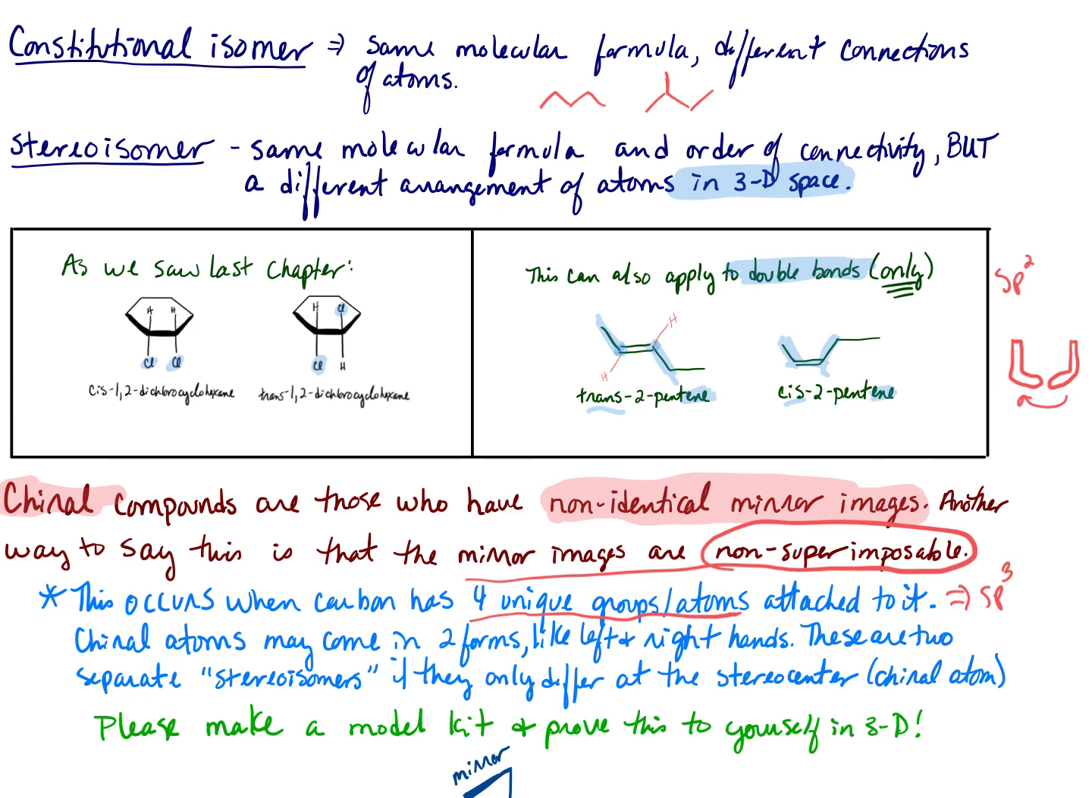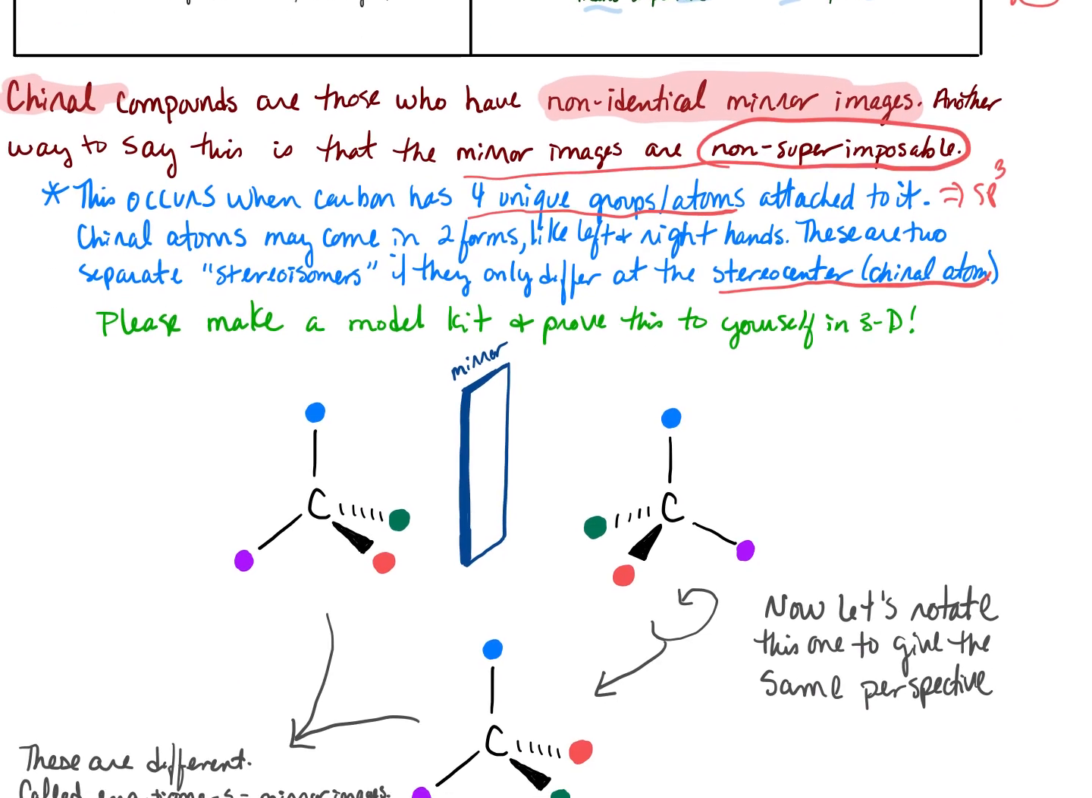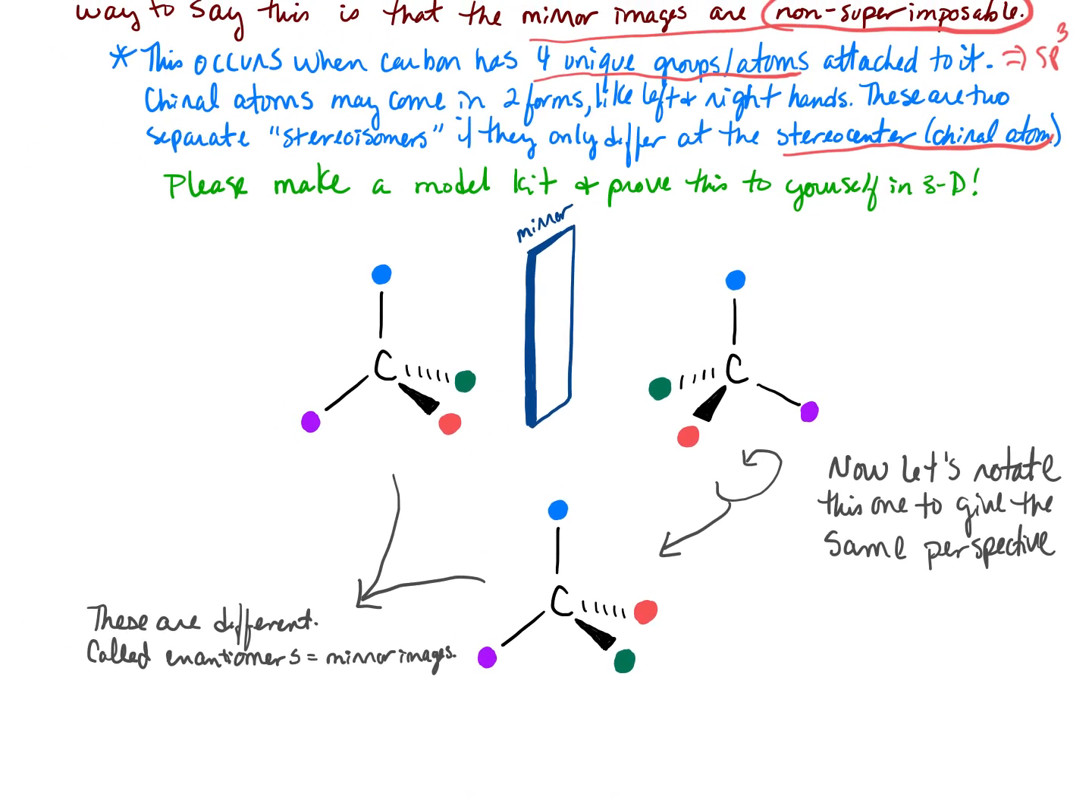That's the case if you only have them differ at the stereo center, which is the chiral atom. Okay, so here's what I mean by that. If we have a molecule like you see here to the left, we've got a blue ball sticking up, a purple ball sticking out down and to the left, and then we have red and green. Well, if we put the mirror image there on the right-hand side, you can see that.